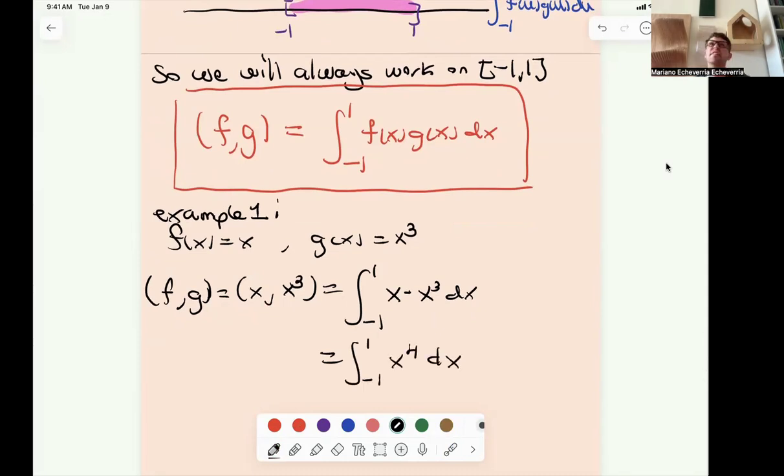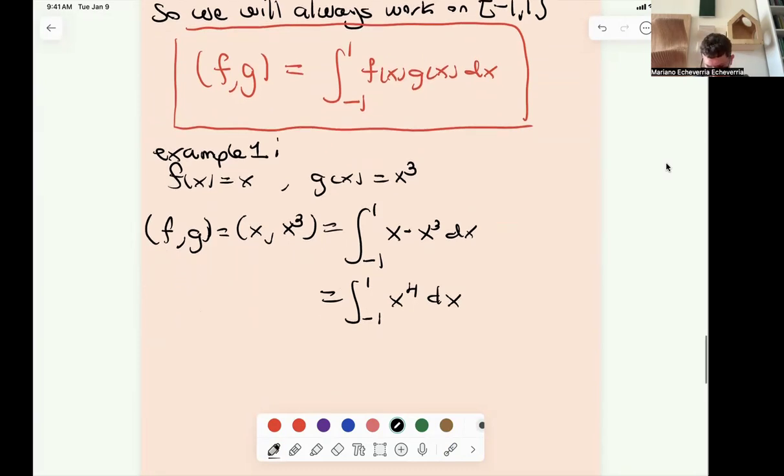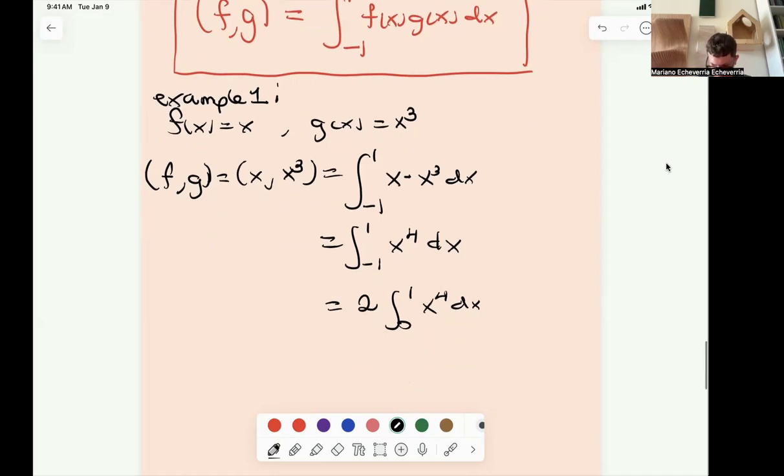This function is even, so you can just do it as the integral of 2 times the integral from 0 to 1 of x to the 4 dx. That one is not too bad. That is x to the 5 over 5. And with the bounds, now you can see why 1 and -1 are nice bounds for certain things when you evaluate. So you get 2/5. So you see, it produces a scalar. That's what I'm trying to say.